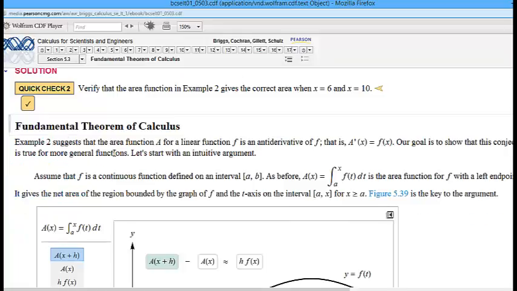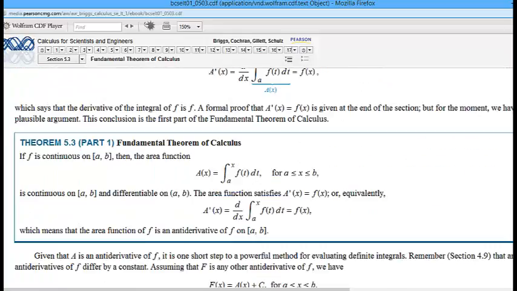But here it is. Example 2 suggests the area function is an antiderivative. In other words, if you take the derivative, here, let me show you. Where's the statement? They do all this work, and here it is. It says, hey, suppose you have little f. That's my continuous function. I was finding the area under it. So this is our area function, right? This is what we've been calling the area function.